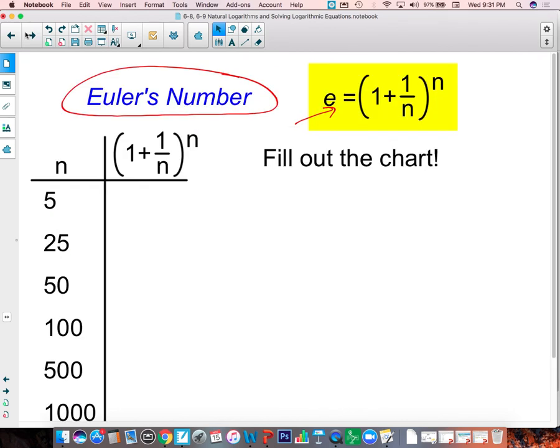All right? So that's just kind of a fun way to figure out what e is and where it comes from. We're not going to take the time to do it right now, maybe some other day, but we're going to use it in our equations. All right?